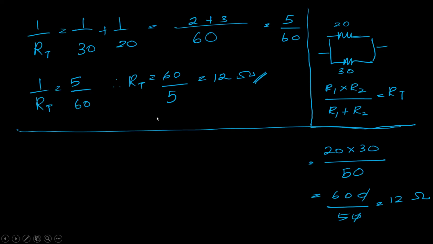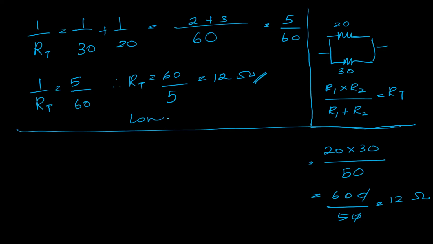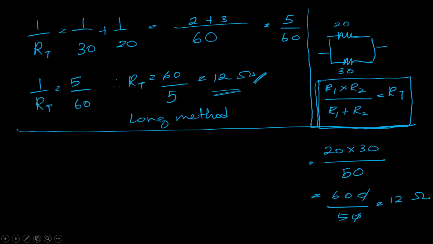So I can use the long method and get the answer. That is correct. Or I can use the short method and get the answer. This short method is only applicable for two parallel non-equal resistors. If the resistor values are equal, there is another short method, one of the easiest methods. Are you clear about it?